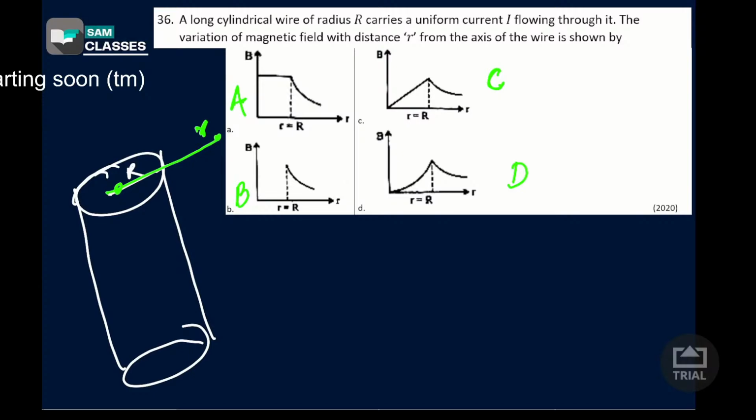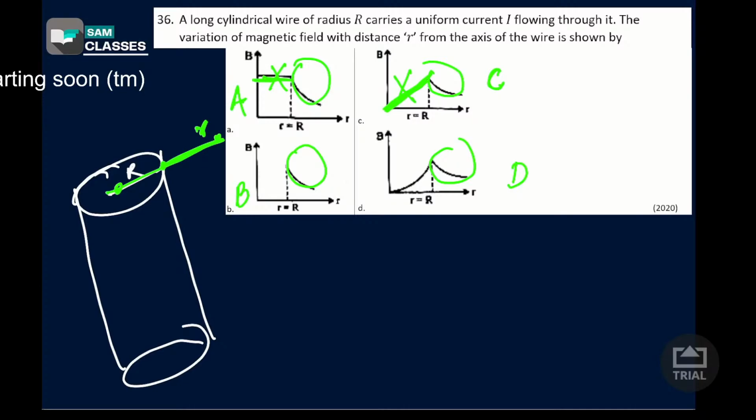We all know that the moment we go out from the boundary, it decreases. We all know this part will remain the same. Everybody knows. Now, what about the inside part? First of all, we know that it doesn't decrease or increase linearly, and neither is it constant.